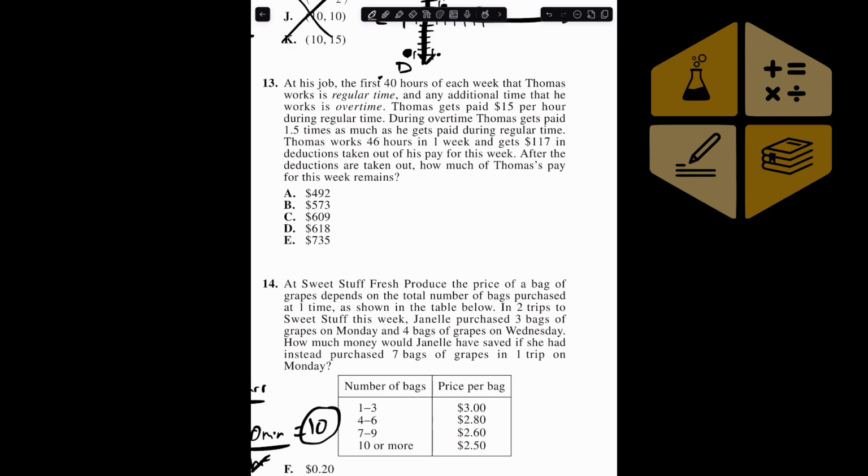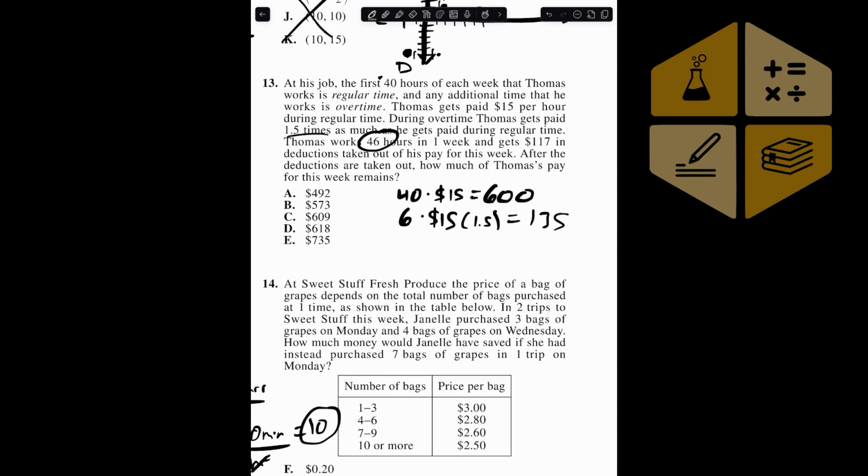Okay, so he works 46 hours. Let's start with this. For the 40 hours that he works on regular time, he gets paid $15 per hour. So 40 times 15 equals $600. Okay, we got that so far. Then he has these extra 6 hours of overtime pay at 1.5 times what he regularly gets. So that extra 6 hours times the $15, but times 1.5, because remember, he's getting 1.5 times as much as usual. Put that in my calculator. So 6 times 15 times 1.5 equals an extra $135 that he's getting paid.